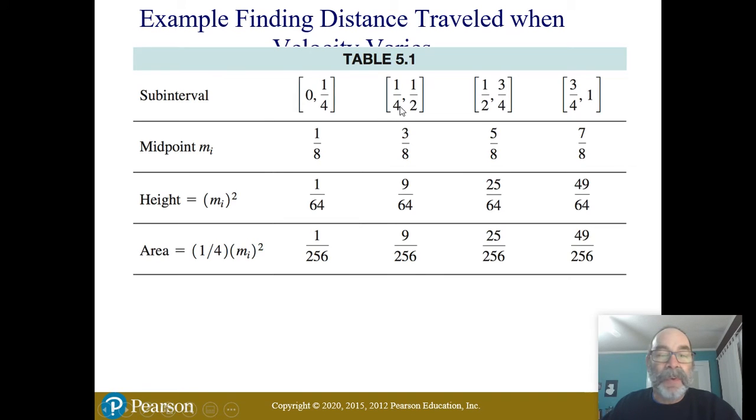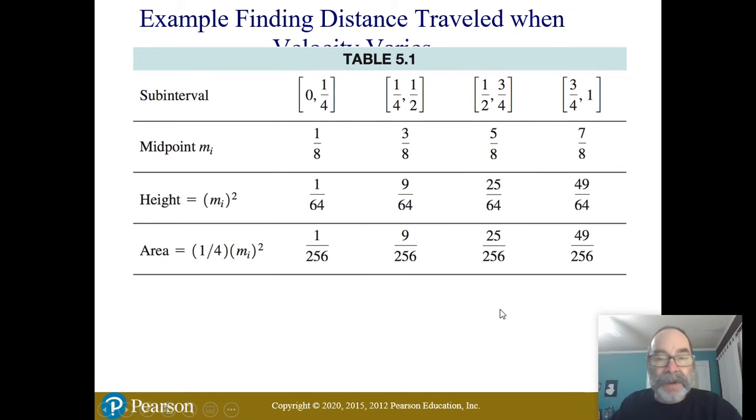What's halfway between 1/4 and 1/2? That's 3/8. What's the height at 3/8? So we're going to square that because our function says we're going to square it, and that's the height of our rectangle. That's going to be 9/64, and then we need to take that and multiply it by 1/4. 9 over 256. Same thing between 1/2 and 3/4: 5/8. Square it, and then we're going to take it times 1/4. Remember, that's the width of our rectangles times the height. And that's our equation that we have here, y equals t squared. That gives us 25 over 256. Same thing for these next ones.